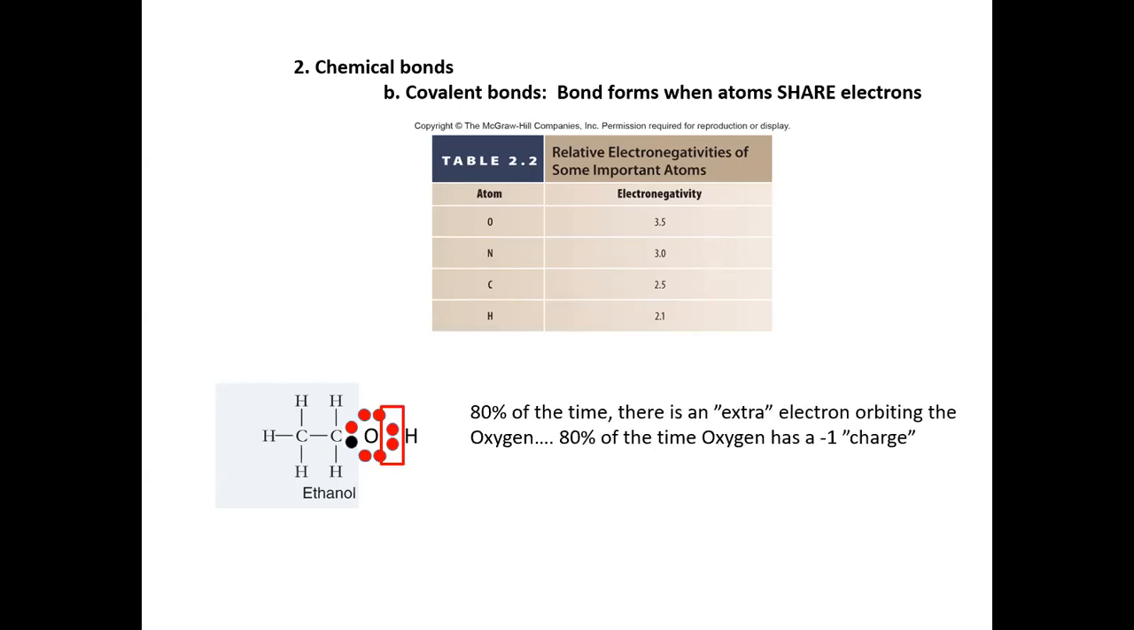And as we said, that means that 80% of the time, again, I totally made this number up, so if it's different, you can correct me on Wednesday, there's an extra electron orbiting oxygen, right? So we could say that 80% of the time, oxygen has a -1 charge.